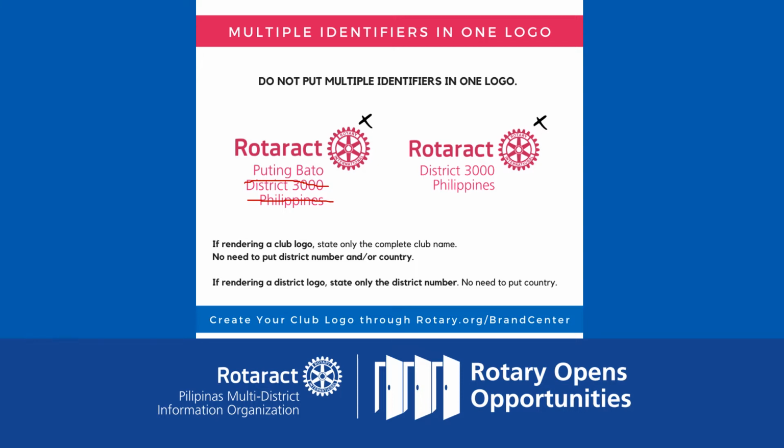And if rendering a district logo, you need to state only the district number and no need to put the name of your country. So you need to eliminate this one and you have your district logo, Rotaract District 3000. And for the Philippines, we have 10 districts. So we have District 3770 up to 3870, except 3840, because we don't have 3840 in the Philippines.